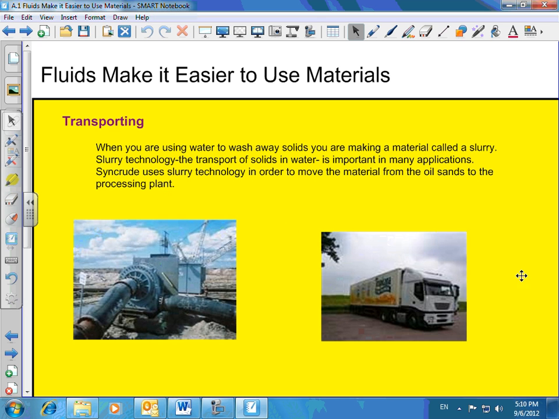On the other hand, in this picture here, this is a Tropicana orange juice truck. And essentially what they do is they concentrate the orange juice and then they put more water into it later, okay? But this is a great way of transporting the liquid, or the fluid.